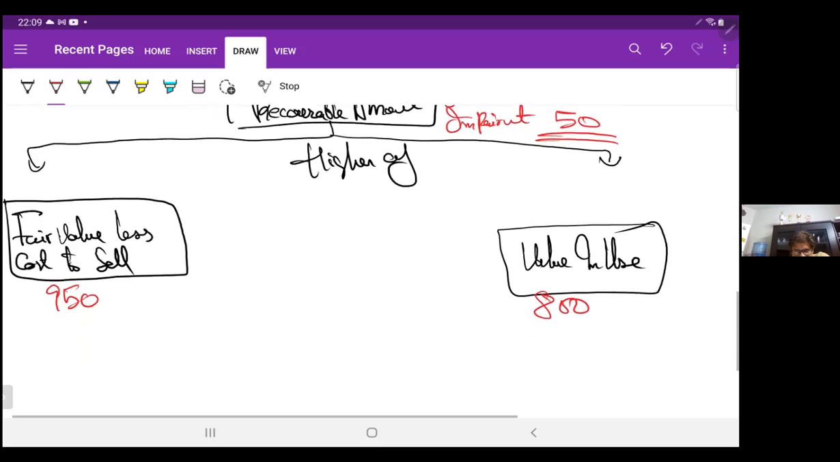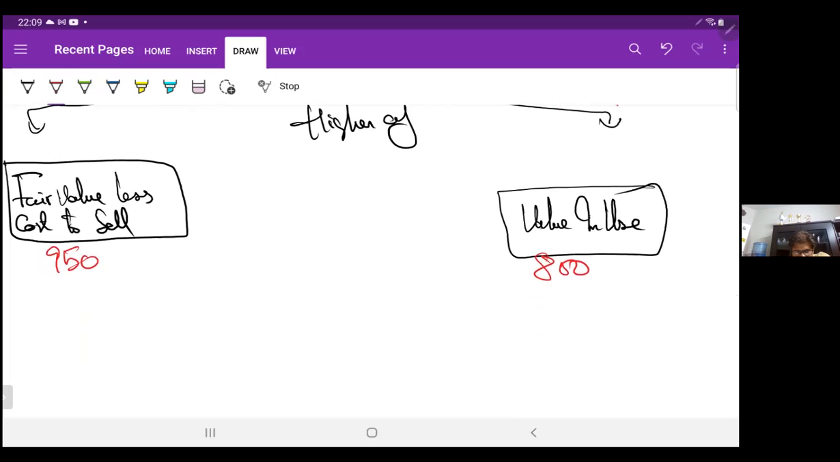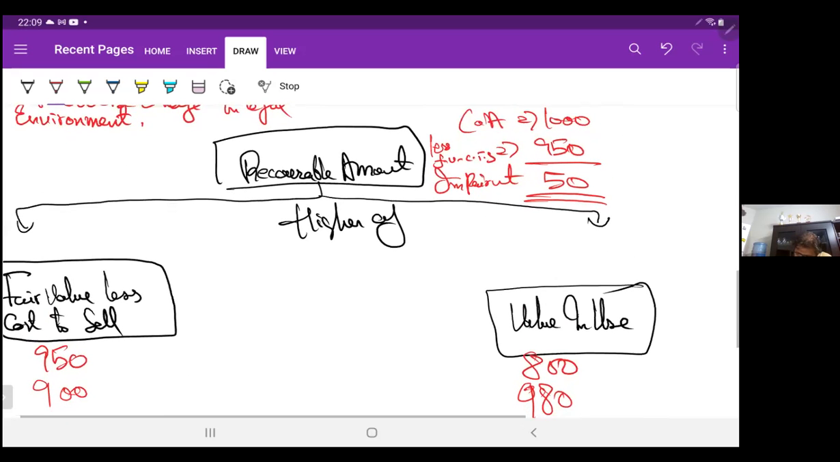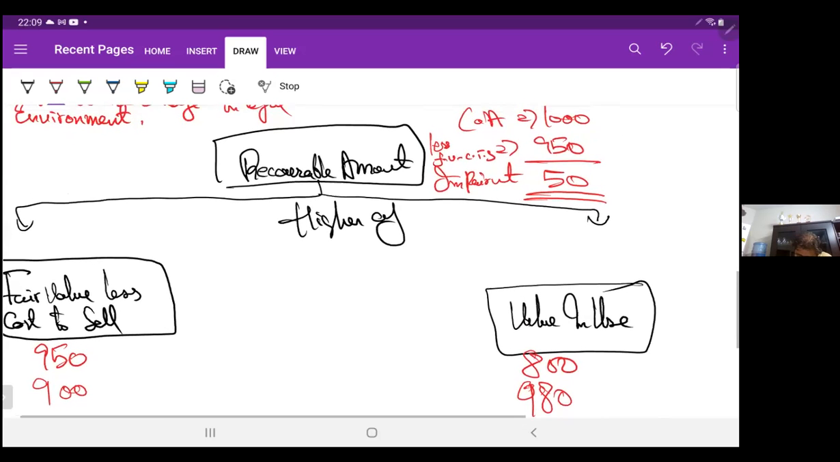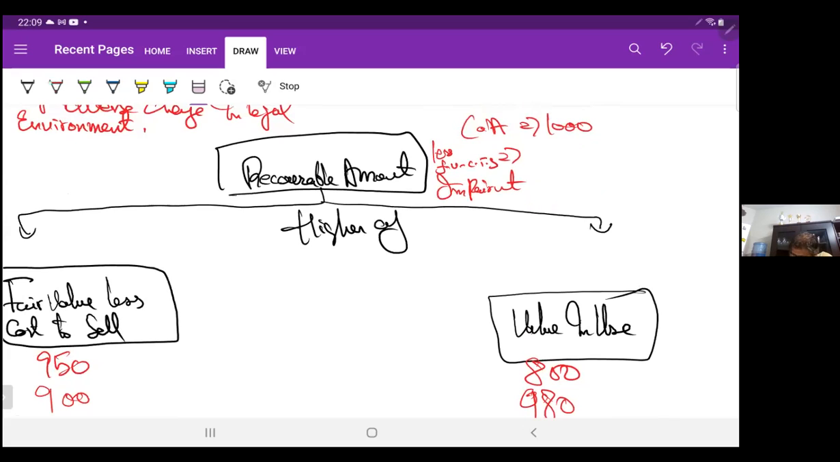Move ahead. Let's say fair value less cost to sale is 900 and value in use is 980. Now in this case, what will be the impairment, folks? It's simply the higher, value in use, 980, so we will get 20 impairment.